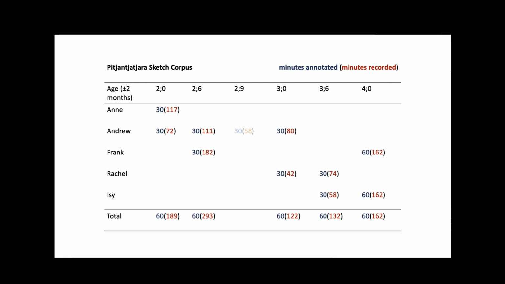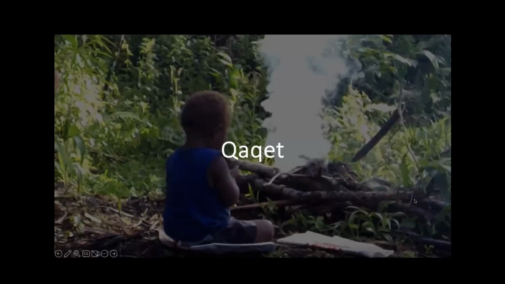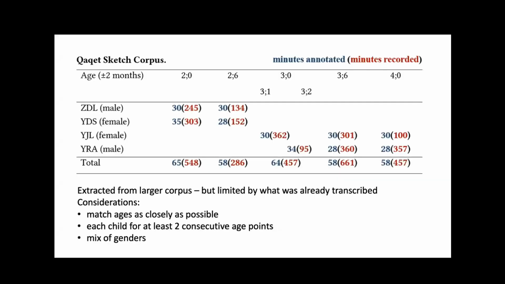Great. Thanks, Rebecca. I'll now go down and then we can hear from Birgit, who will tell us about Kalkot. Thanks, Evan. I'm going to introduce the Kalkot sketch corpus. Kalkot is a language that's spoken in Papua New Guinea. And Evan, can you just move forward?